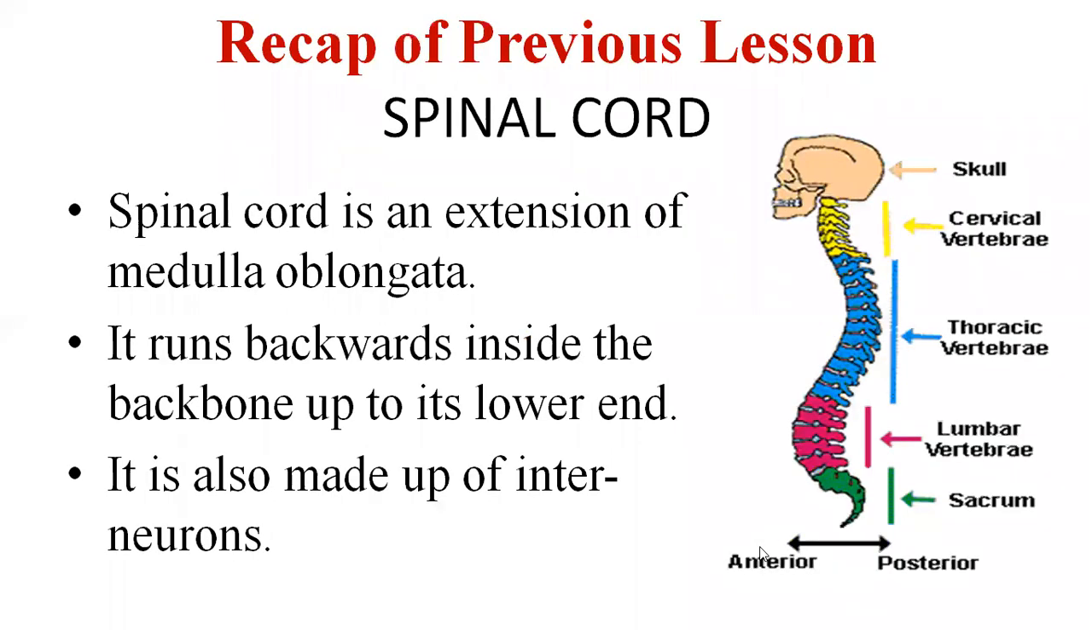But before moving on to today's topic, let's have a recapitulation of previous lesson. In previous lesson, you have studied about spinal cord. Spinal cord is actually an extension of medulla oblongata, and it runs backwards inside our backbone, and it is actually made up of interneurons. This one is spinal cord, and it is starting just after the medulla oblongata of brain and running backwards in our body.